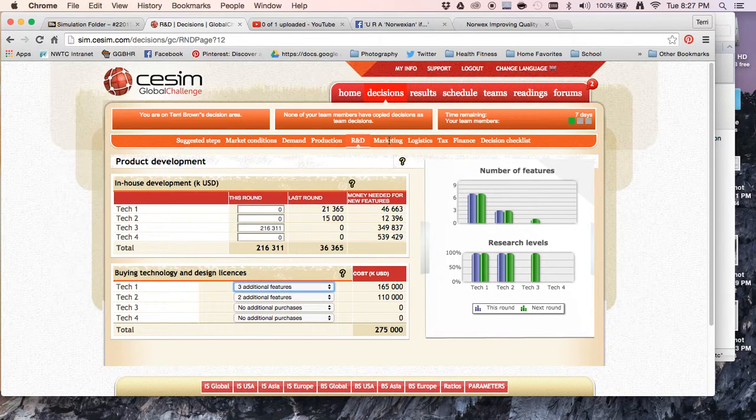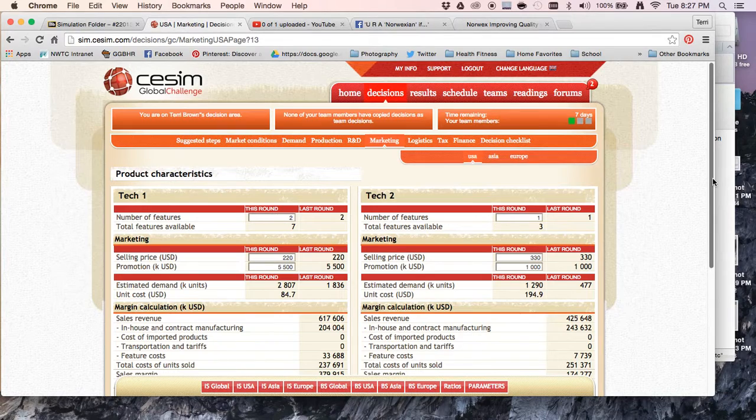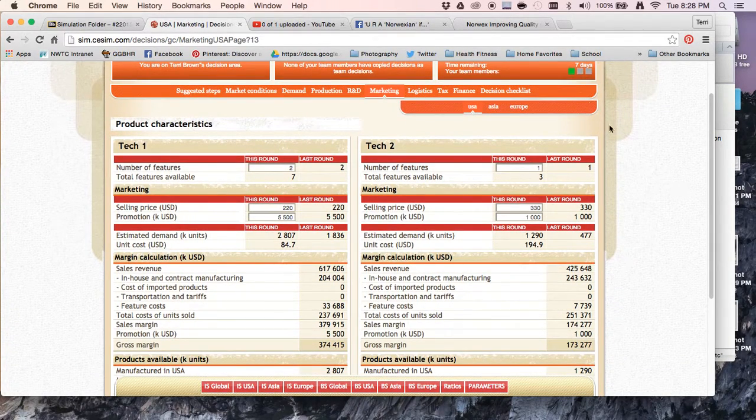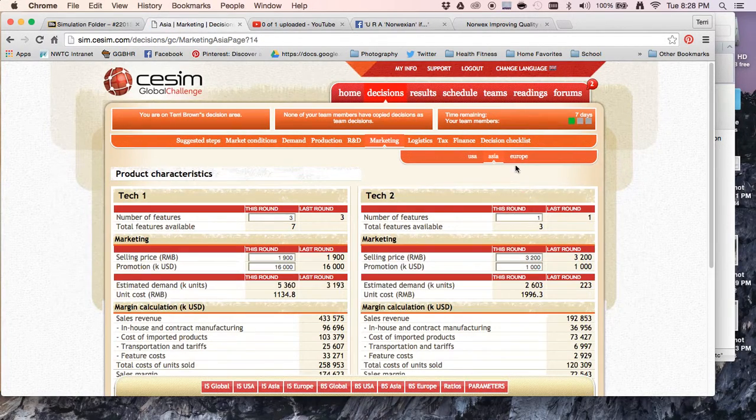That we're going to look at is marketing, and marketing is right next to your research and design. In this marketing tab, you have to look at US, Asia, and Europe, and you're really looking at how much you're going to be spending on each of your technologies and what is your selling price and what cost are you going to put on this. So the same screen exists in Asia and Europe.